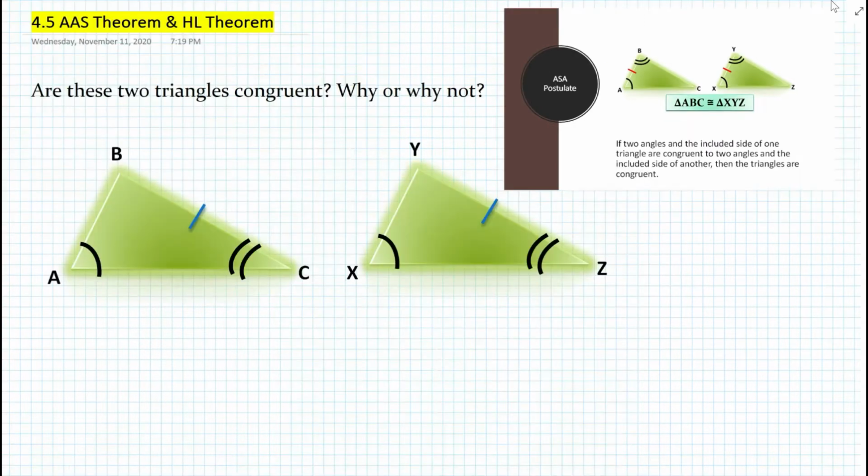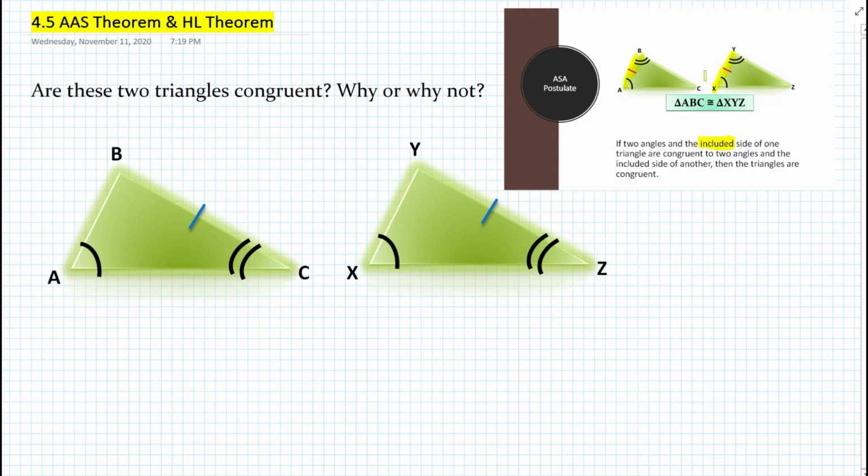Let's look at it. In order to use the ASA postulate, it says here that if two angles and the included side of one triangle are congruent to the two angles and the included side of another, then the triangles are congruent. So the key word here is included. What does it mean, included? Well, it means that the side has to be in between those two angles as shown here in the diagram.